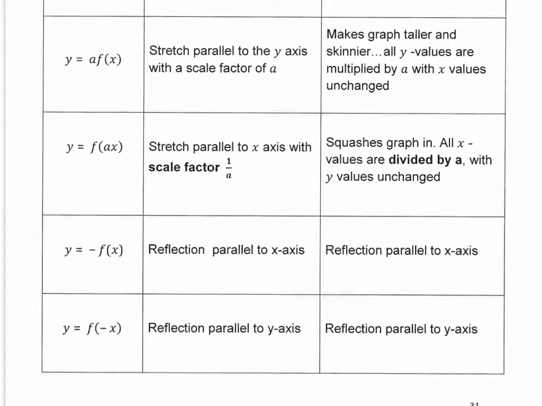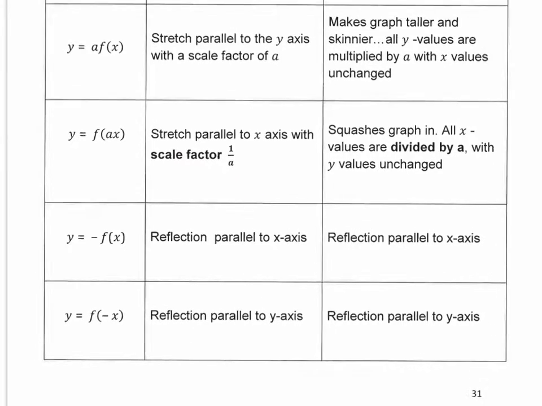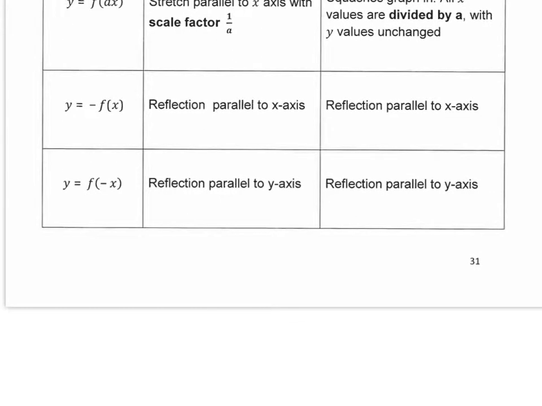So we've had translations, we've had stretches, and the last two are reflections. So if your original function is multiplied by minus 1, it's a reflection parallel to the x-axis. So normal rules of reflections from Key Stage 3 apply to this. If the x term gets changed to a minus x, so it's y equals f of minus x, it's a reflection parallel to the y-axis. So make sure that you learn this table off by heart and you can recognize these 6 different types of transformations.